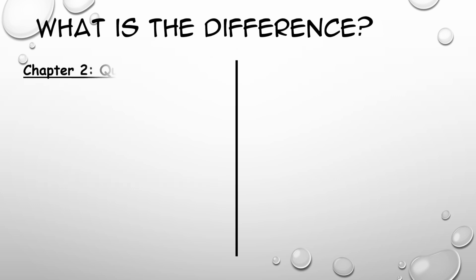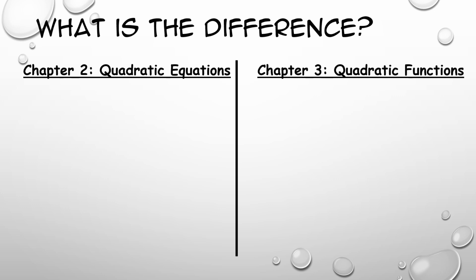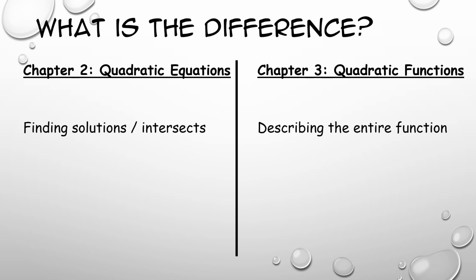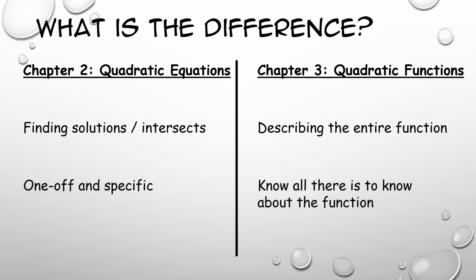But before we go into any of that, what is the difference between what we learned in Chapter 2, Quadratic Equations, compared to Chapter 3, Quadratic Functions? Long story short, in Chapter 2, we learned how to find solutions, and these are intersects with axes, with lines, etc. In Chapter 3, we'll learn to describe the entire function. The difference is, in Chapter 2, what we do will be one-off to find a solution or to find one answer, and pretty specific to the problem. In Chapter 3, we'll know all there is to know about a certain function.